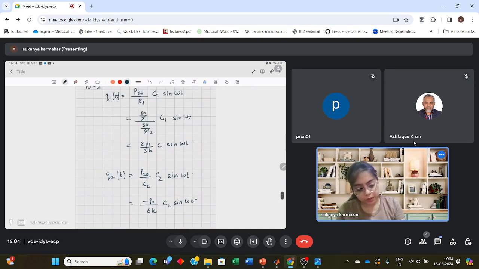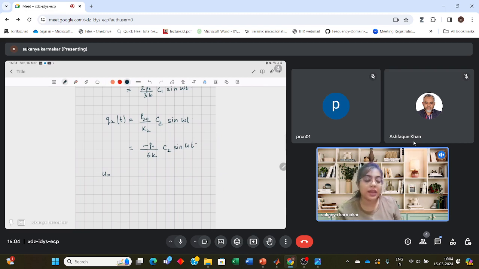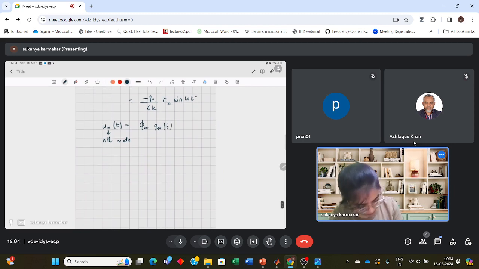So once you have Q1 and Q2, you can calculate U1 and U2. What will be U1? We know that Un(t) is the contribution of the nth mode to the displacement, where n stands for the nth mode. It will be phi n Qn(t). So U1(t) comes out to be phi 1 into Q1(t).